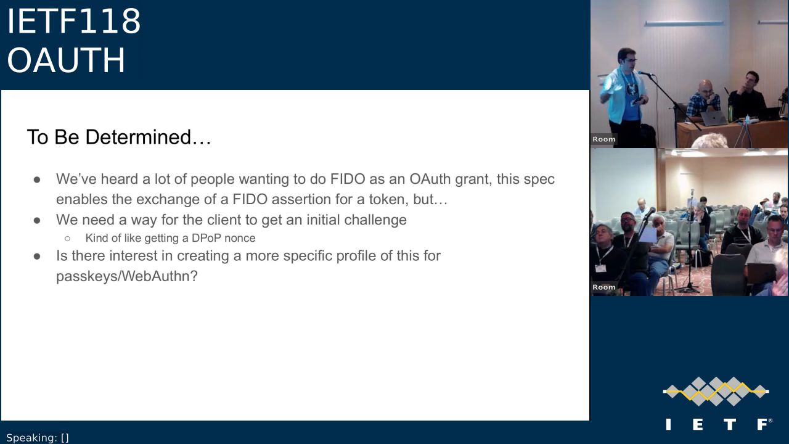Ideally, we could use this as the framework to build that. That would require that the client has to get in that initial challenge that it uses in that grant, kind of like getting a DPoP nonce. DPoP does it a weird way, where it makes a request that it knows will fail and then uses that to get the nonce back.